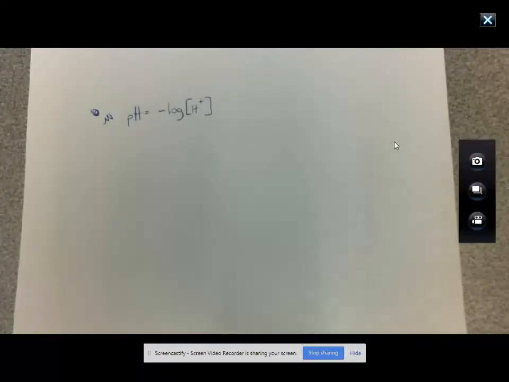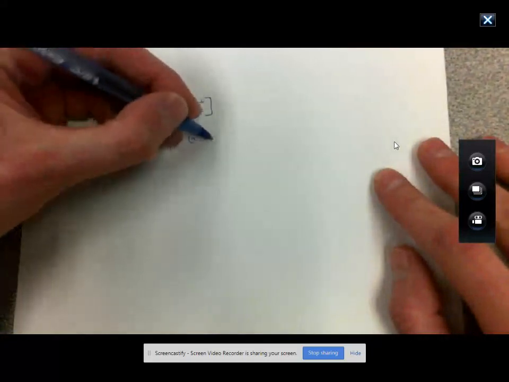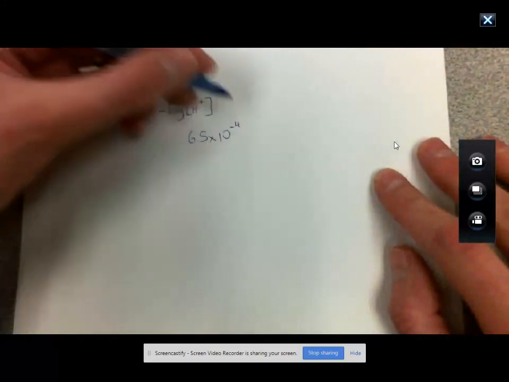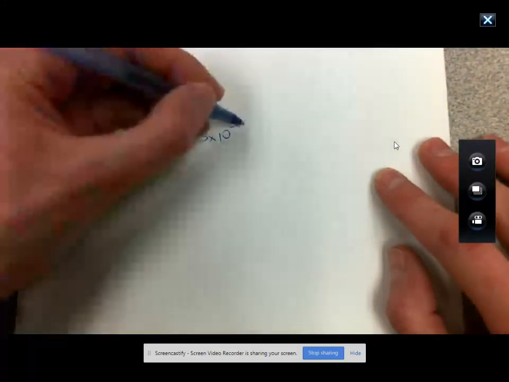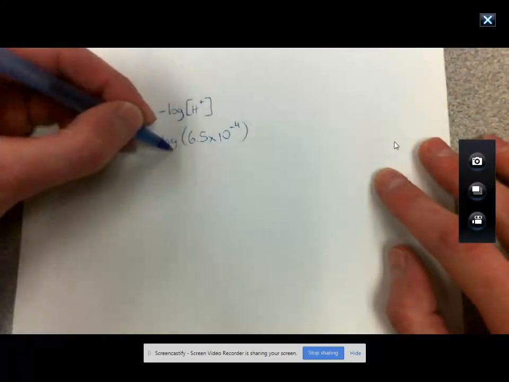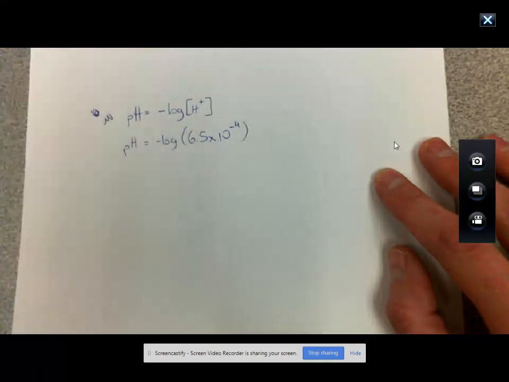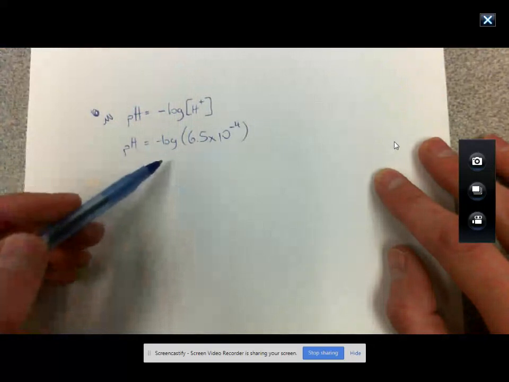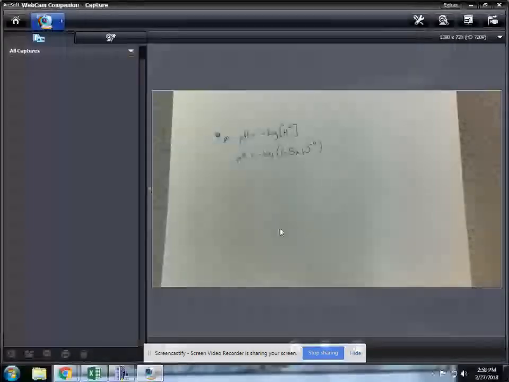So if this is our formula, the hydrogen ion concentration was 6.5 times 10 to the negative 4, in moles per liter. And I want to know the pH. So I just want to type that into a calculator. Basically, I've already got the pH by itself. I don't have to solve for anything here.